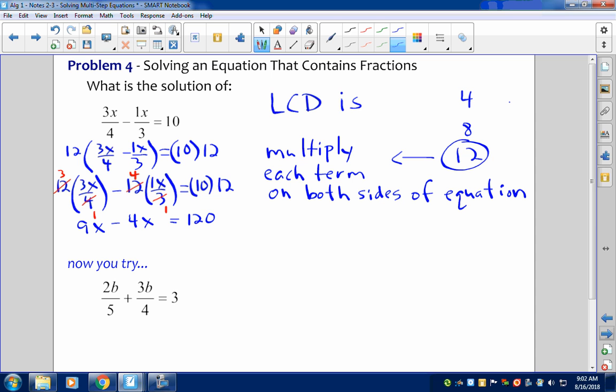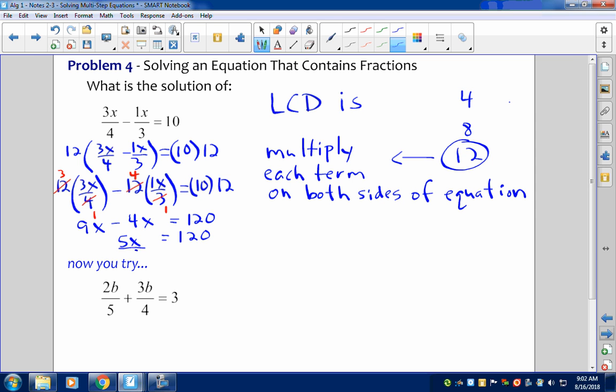So you see why we call it clearing the fractions or fraction buster. So we're getting rid of the fractions by multiplying through by the least common denominator. I think you'll find that easier than finding a common denominator. I could do it that way as well, I can show you that way. So we have 5x equals 120.